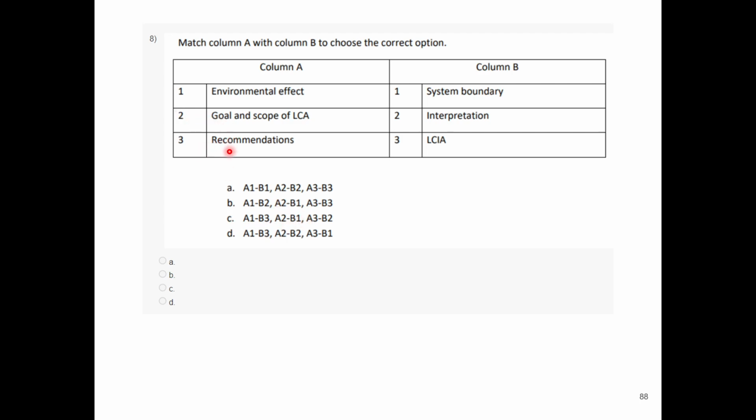And A3, recommendation, comes under interpretation. After we analyze and evaluate, we have to synthesize, we have to comment, discuss, and find out something new. Based on that we have to recommend, we have to predict, and we can do lots of things. One of the things we can do is recommend.